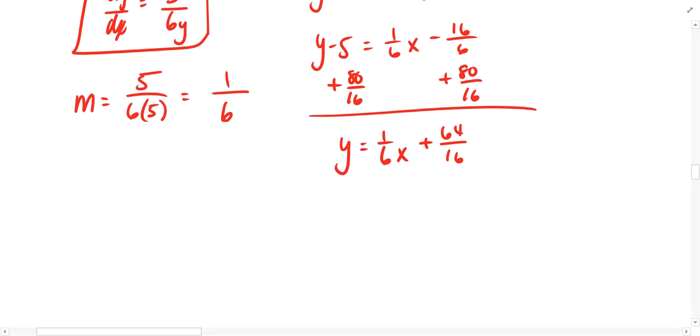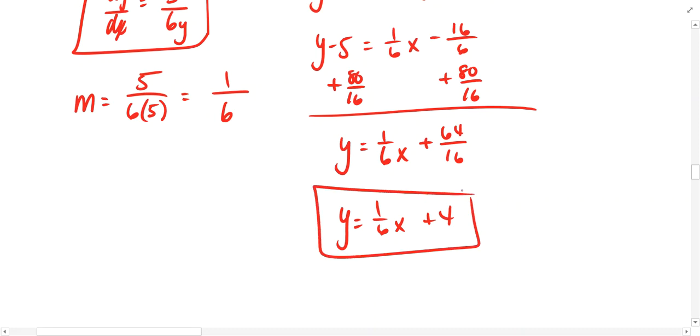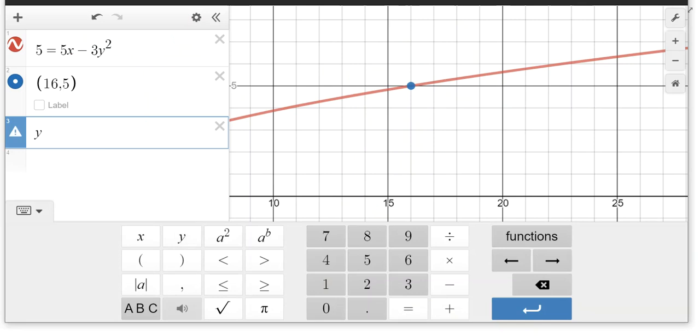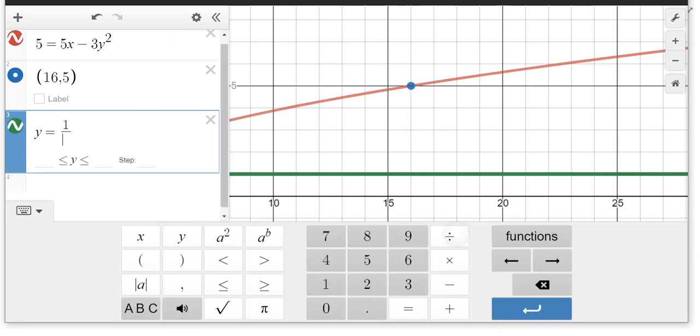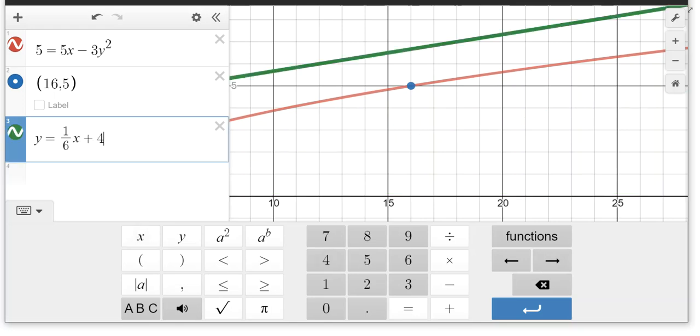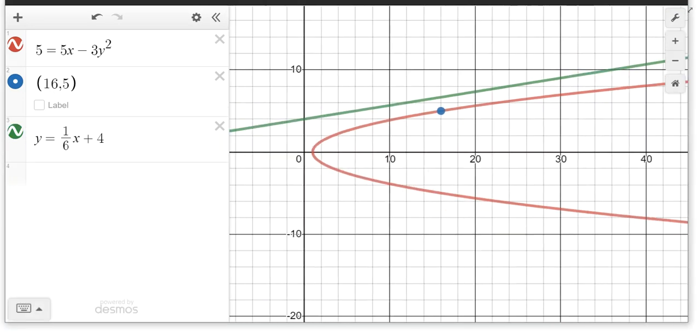And 64 is divisible by 16. So we have y equals 1/6 x plus 4, and that appears to be our linear equation of our tangent line. So we can check that. Y equals 1/6 x plus 4. And clearly I made a mistake, so let's see if we can figure out what went wrong.